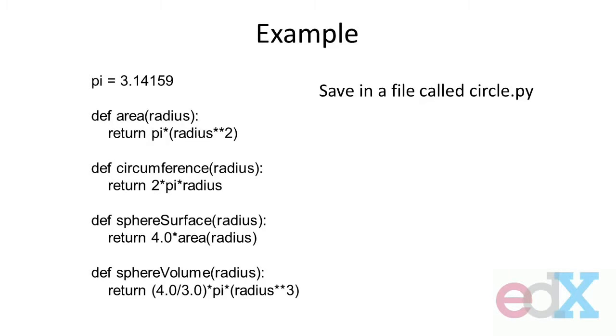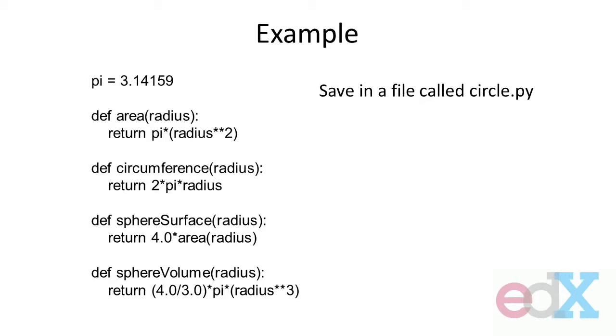Here's some code that I could write that deals with some simple geometry. So I've got a value for pi, I've got a way of computing the area of a circle, the circumference of a circle. I could do the same thing with surfaces of spheres and volumes of spheres. It's computations that kind of match together with one another. And imagine I've saved this away into a file that I call circle.py. And I've in fact got it loaded up ready to go.